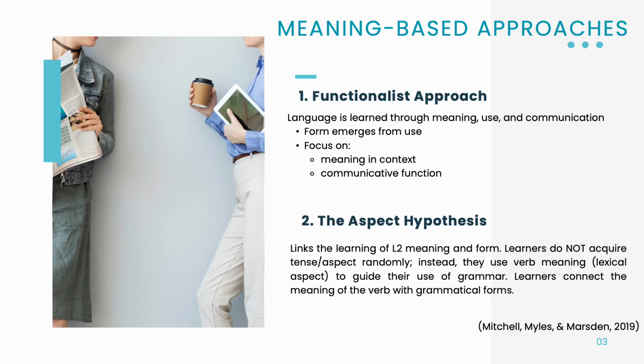All right, so here we have to remember that all the approaches that I'm about to describe consider meaning as an essential element. For instance, the functionalist approach, here language is learned through meaning, use, and communication. Functionalists see form as something that emerges from use, and this approach focuses on meaning and context and communicative functions. For functionalists, real world experiences are very important.